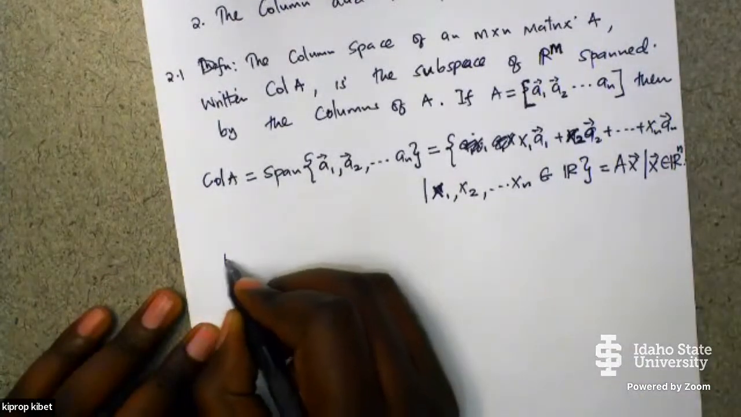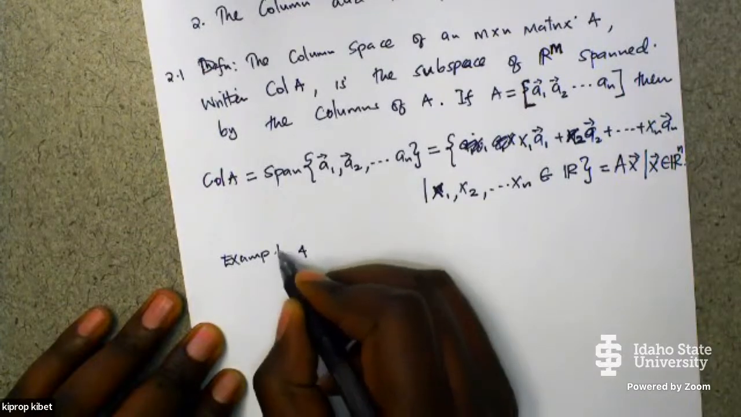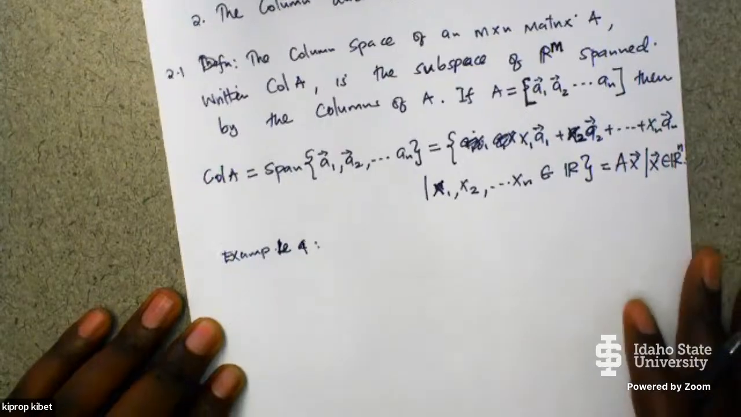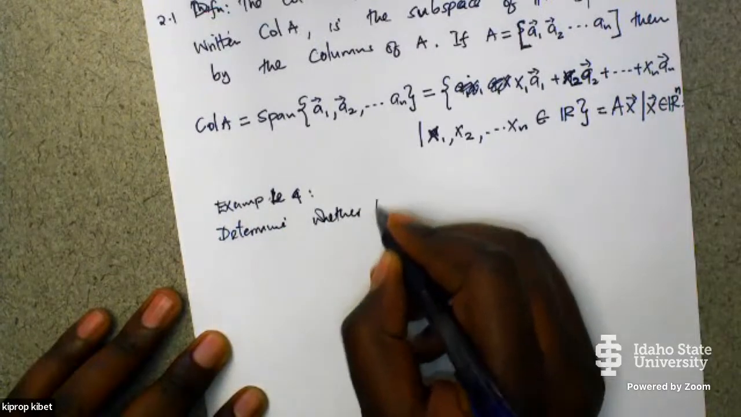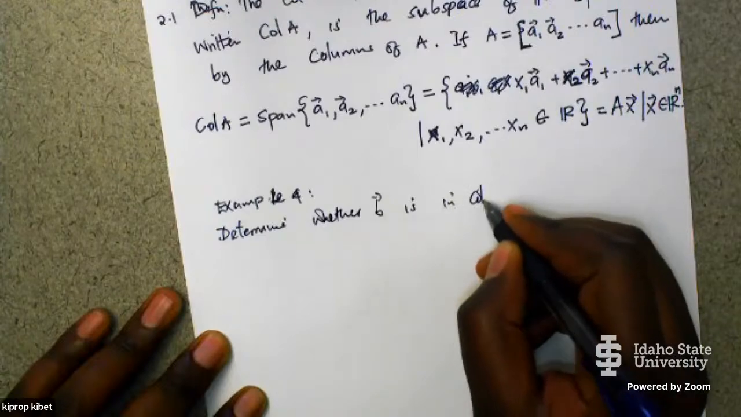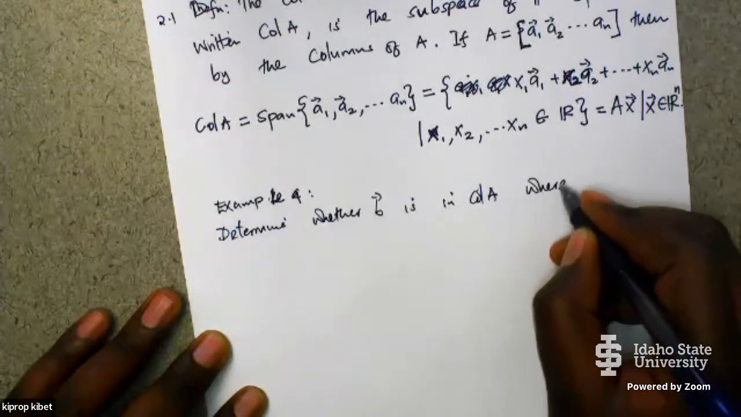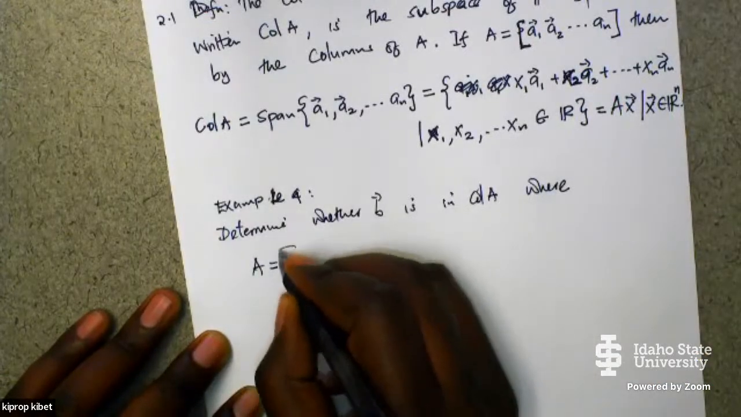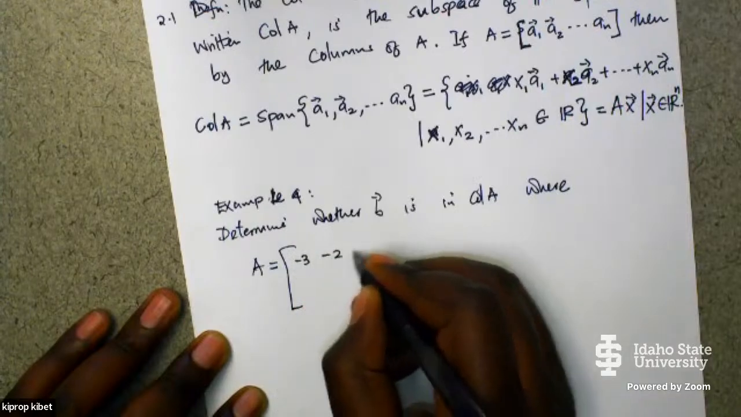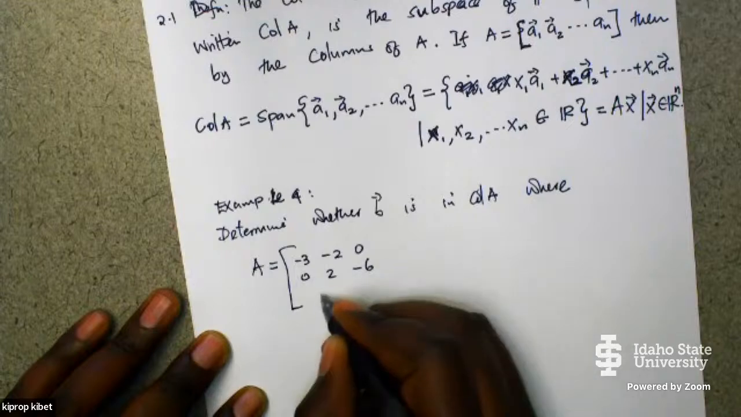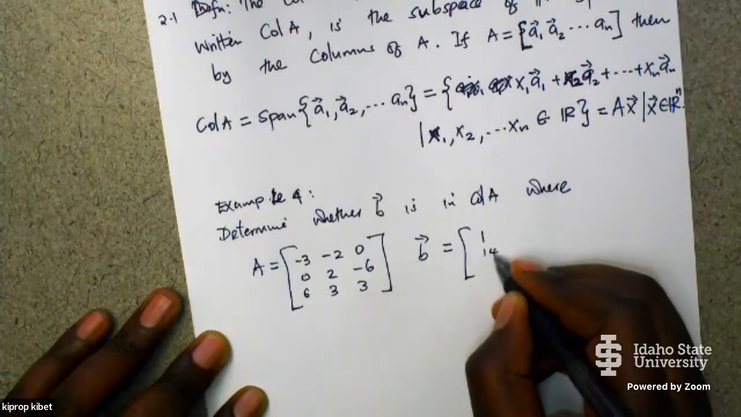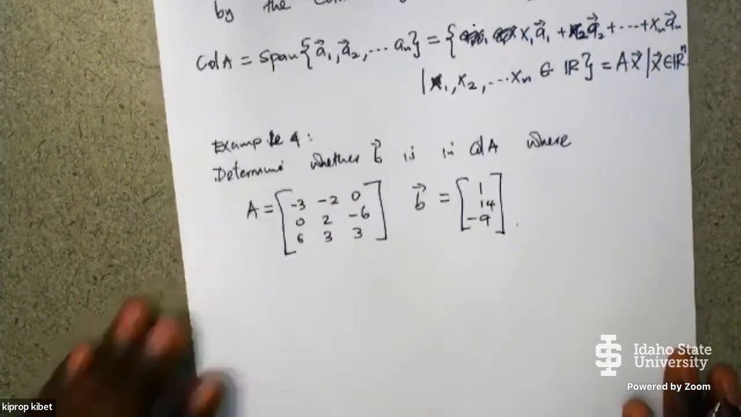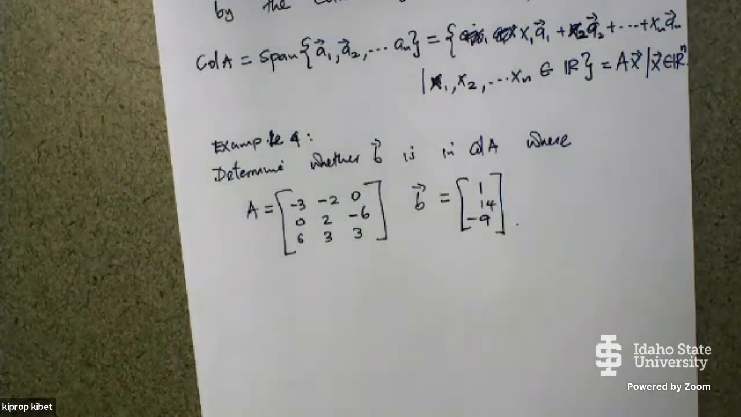So, for example, example number 4. Determine whether B is in the column space of A, where A is equal to -3, -2, 0, 0, 2, -6, and 6, 3, 3, and B equals 1, 14, and -9.